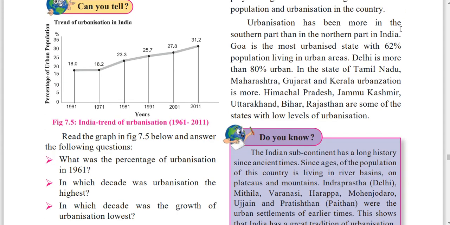Urbanization has been more in the southern part than in the northern part in India. Goa is the most urbanized state with 62% population living in urban areas. Delhi is more than 80% urban. In the states of Tamil Nadu, Maharashtra, Gujarat, and Kerala, urbanization is more. Himachal Pradesh, Jammu Kashmir, Uttarakhand, Bihar, Rajasthan are some of the states with low levels of urbanization.